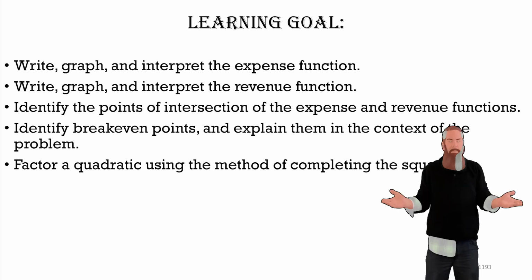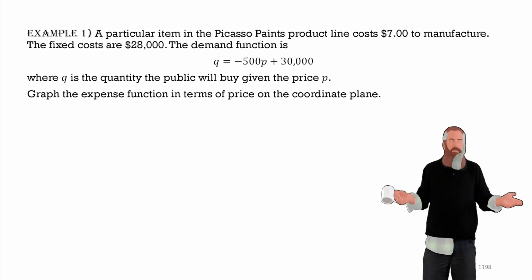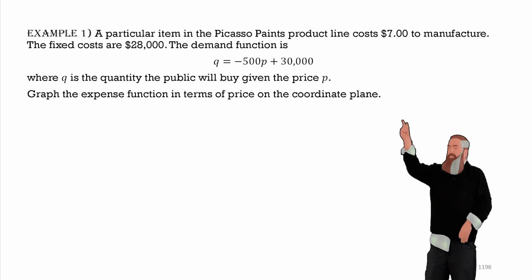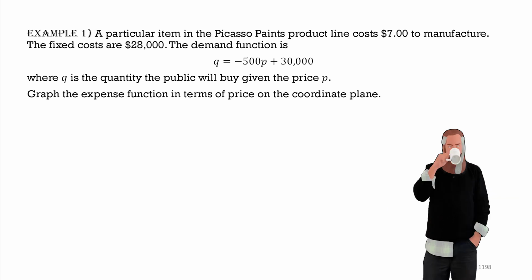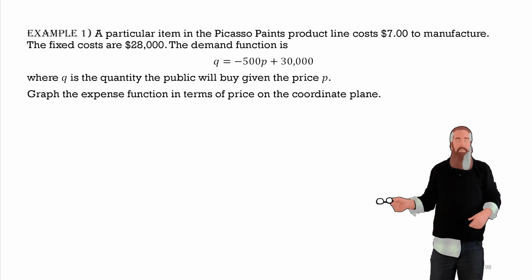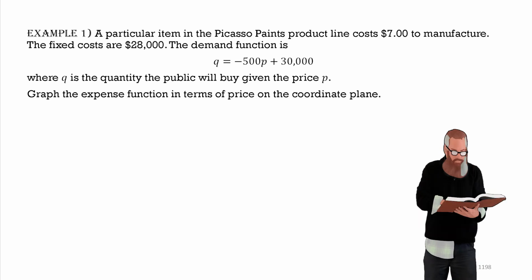Now let's write, graph, and interpret the expense function. A particular item in the Picasso Paints product line costs $7 to manufacture. The fixed costs are $28,000, and this is the demand function on the screen, where Q is the quantity the public will buy given price P.